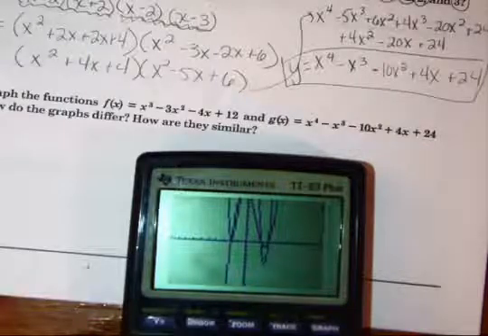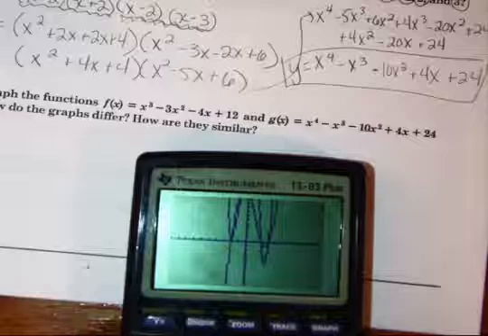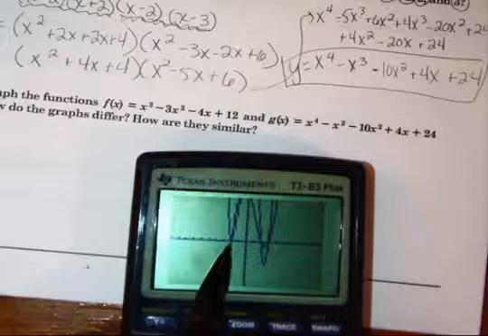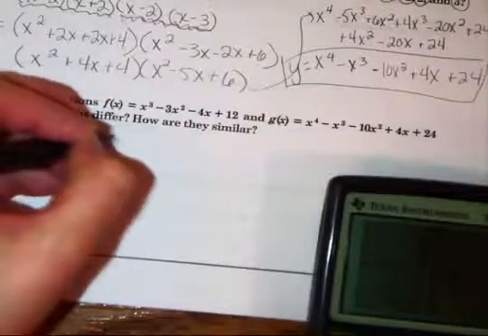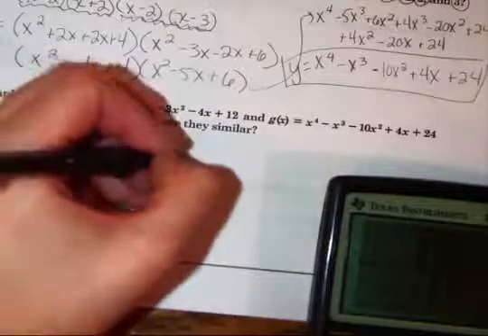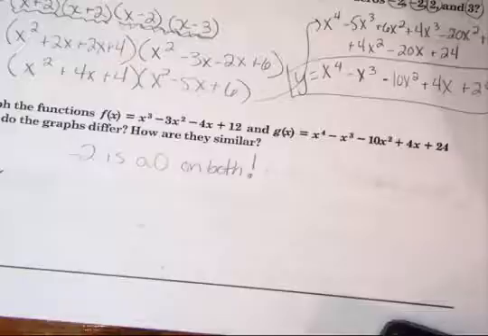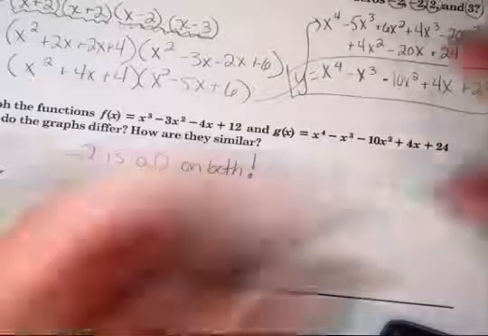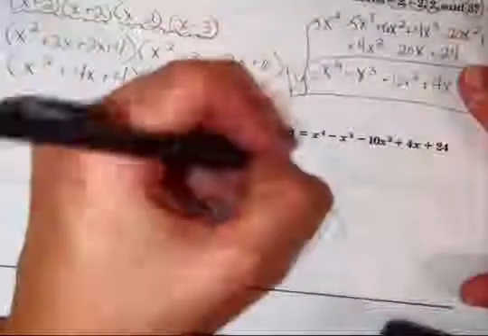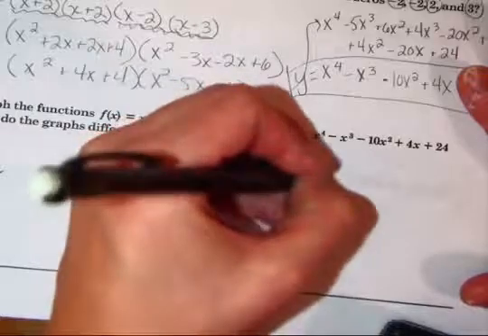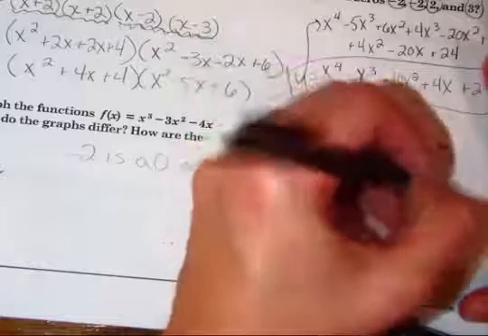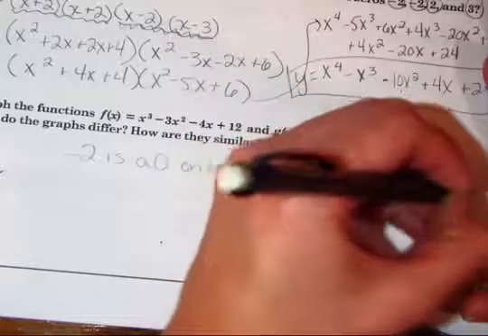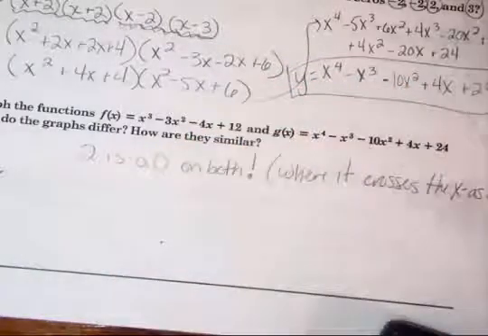Now the question becomes, what do you notice is similar to them? Well, what I hope you notice is similar is, do you see where I'm pointing right here? That's a 0 on both of them. So we can say negative 2 is a 0 on both. Now you might wonder, what does it mean to be a 0? To be a 0 means it is where it crosses the x-axis. It's where it crosses the x-axis.